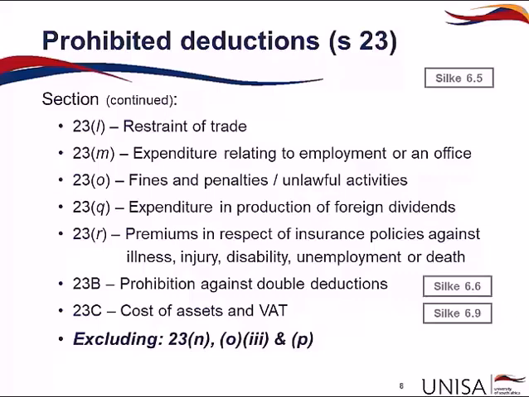However, we need to go and have a look at if there's a special deduction, can we get it as a special deduction if it is prohibited by section 23 or it does not meet the requirements of the general deduction formula in section 11A. Also note the prohibition against double deductions, which is in Silk chapter 6.6, as well as the removing of VAT from the cost of an asset if input tax was available as a deduction, and that's 6.9. All the other prohibited deductions in Silk are under point 6.5.